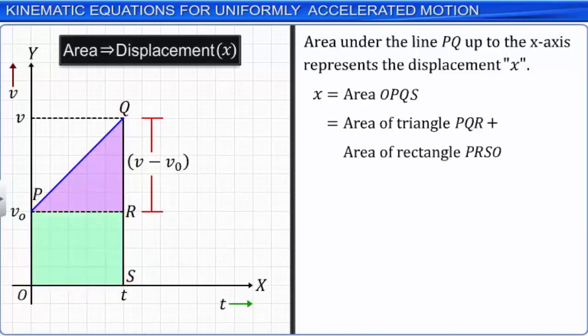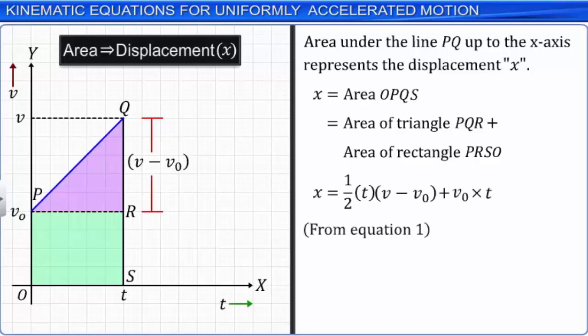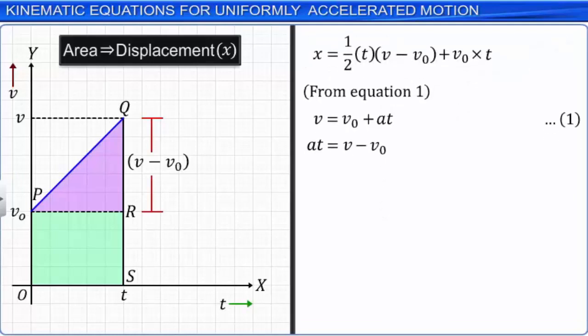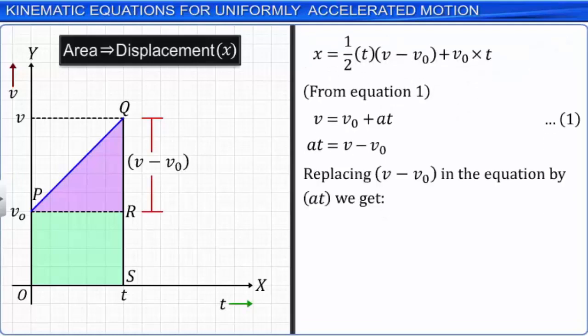From equation 1, the value of v is the sum of v naught and the product of a and t. Here, the product of a and t can be derived as the difference between v and v naught. Now, replacing v minus v naught in the equation by at, we get x is equal to v naught into t plus half at square. This is equation 2 of motion.